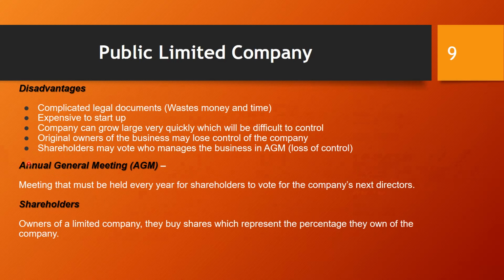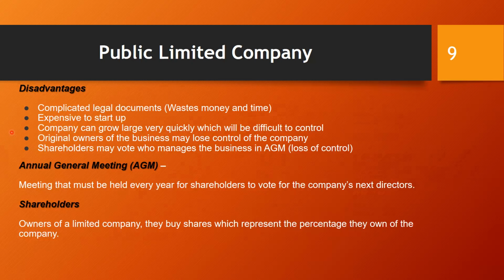And secondly, it's expensive to start up. You need to have some funds available to enable you to operate, unlike a sole trader. And also, the company can grow large very quickly, and that also leads to what you call diseconomies of scale, whereby it will be difficult for you to control every department, every branch, and the business may fail at the end. And also, next one here, the original owners of the business may lose control of the company.